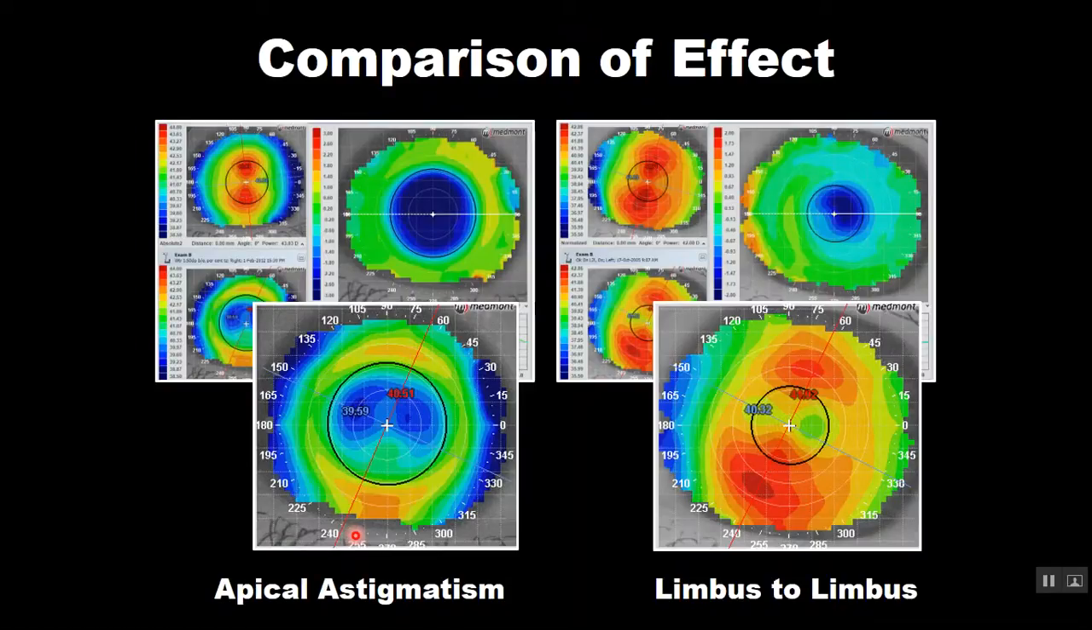So this is one of the simple things that you can do pre-treatment in addition to looking for corneal displacement. Is the eye decentered one direction or the other? Look for whether it's apical or limbus to limbus. Should you be starting with symmetric or should you be going to toric?